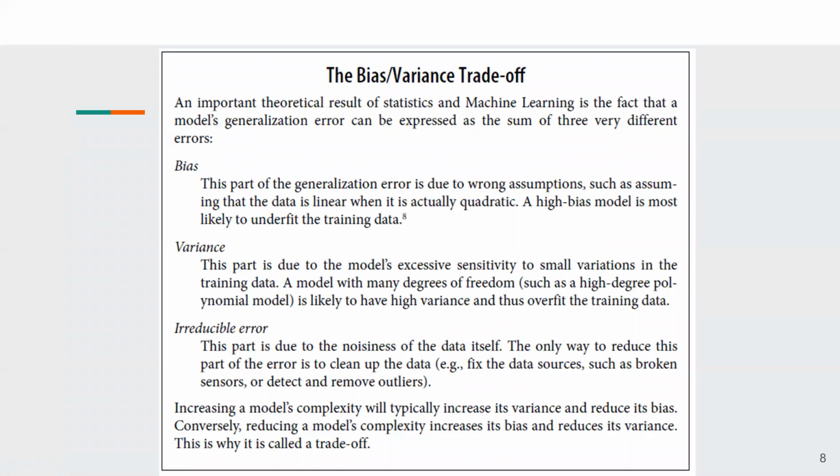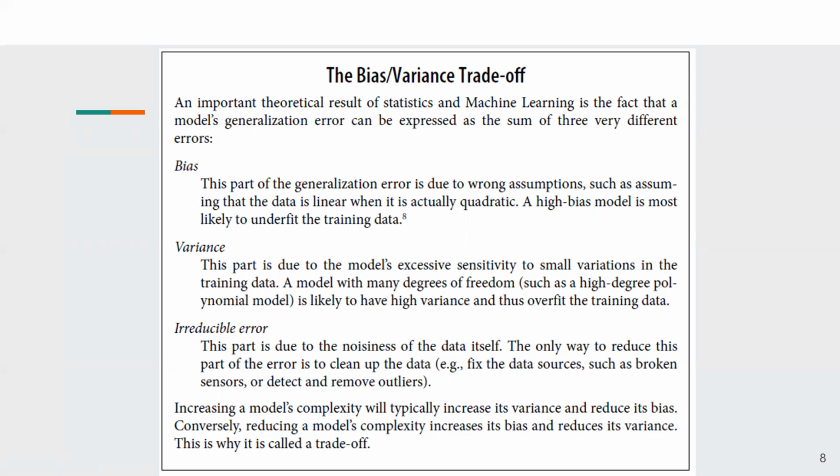Now, this is really a natural segue to what we usually use in machine learning. That's called the bias variance trade-off. This is very important. For any of the machine learning algorithms, you should pay attention to the bias and variance trade-off. Let's look at what that is.